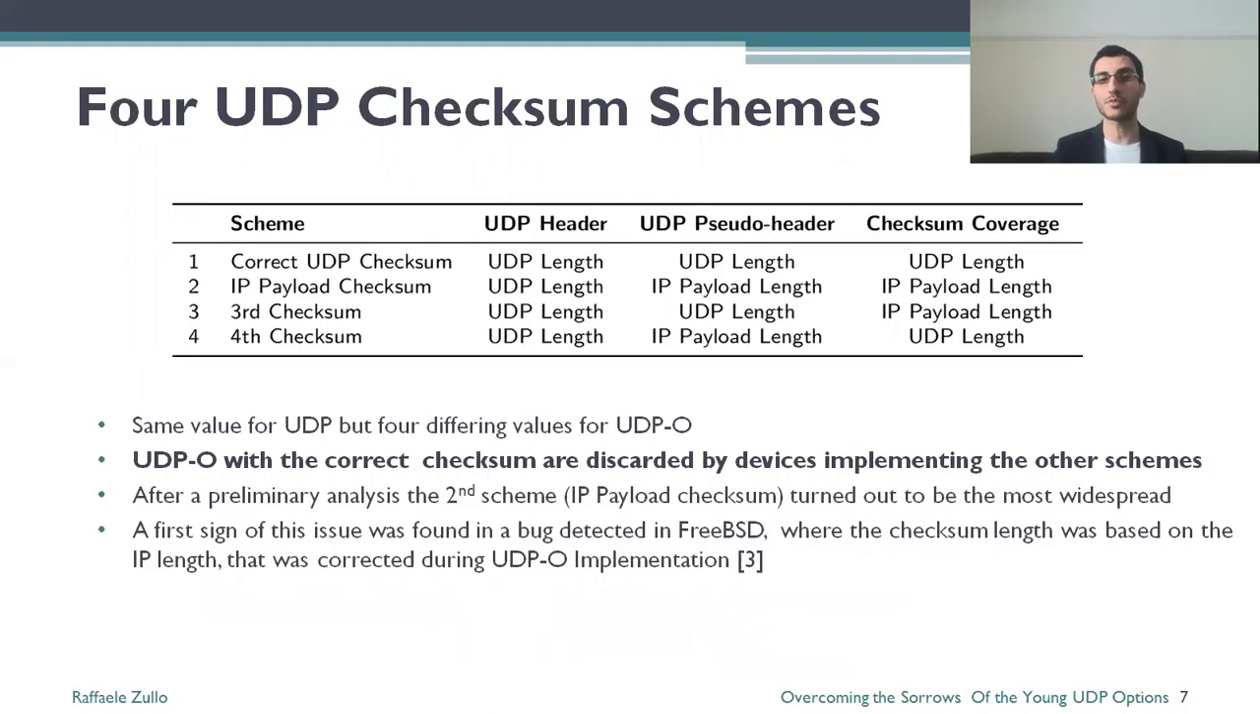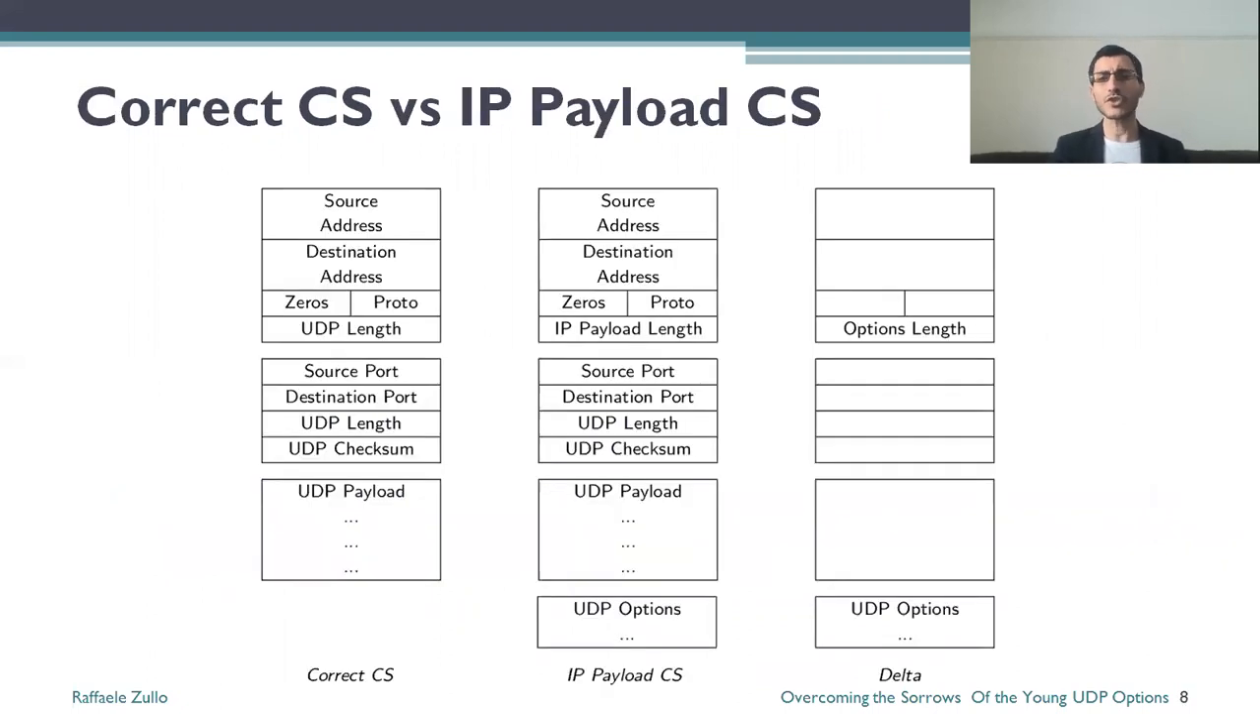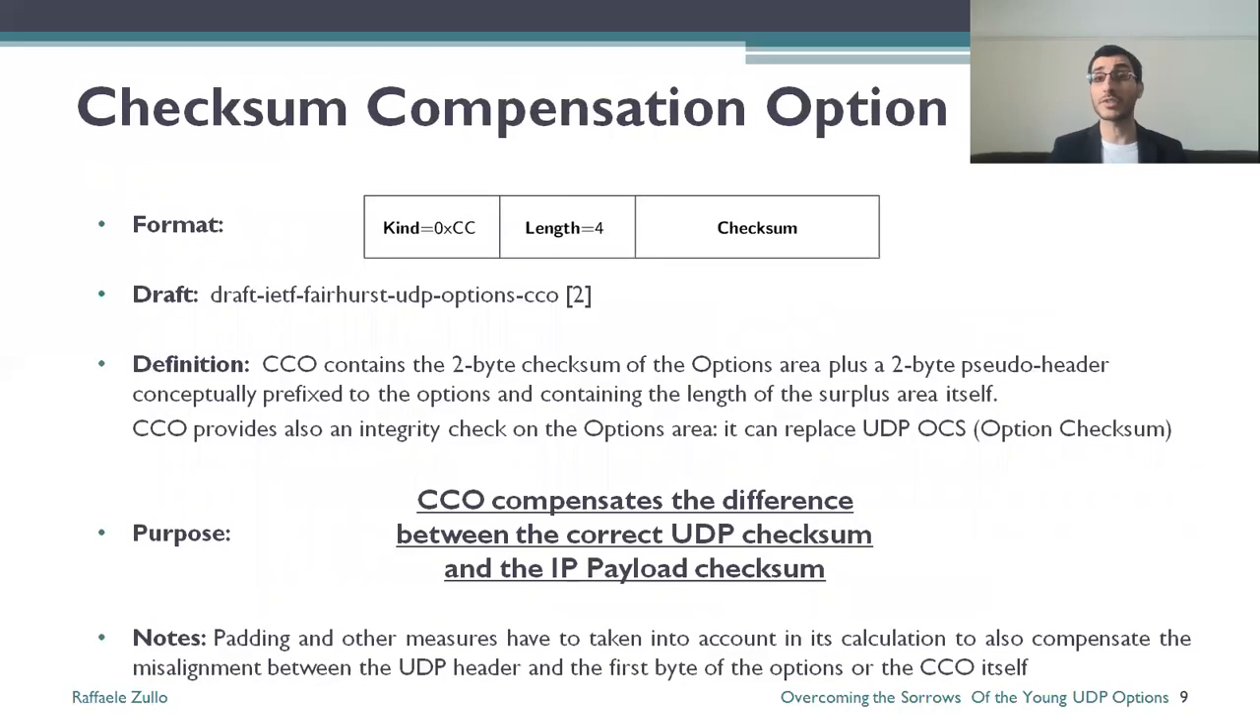And actually, a first sign of this was already found in a bug detected and corrected in FreeBSD during UDP options implementation. So we took a closer look at the difference between the correct checksum scheme and the scheme based on the IP payload length. We can see the delta between the 2 computations. And what we asked ourselves was, can we manipulate the packet? Can we actually add some sort of magic value that makes the 2 schemes generate the same checksum? And our solution was the checksum compensation option.